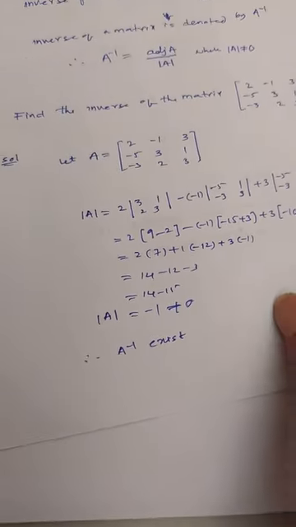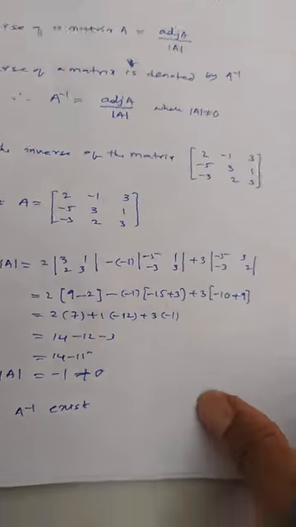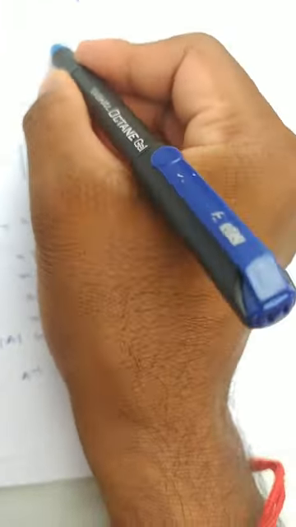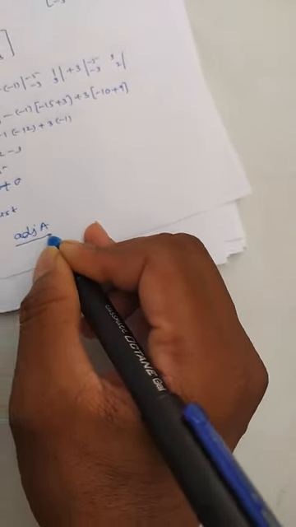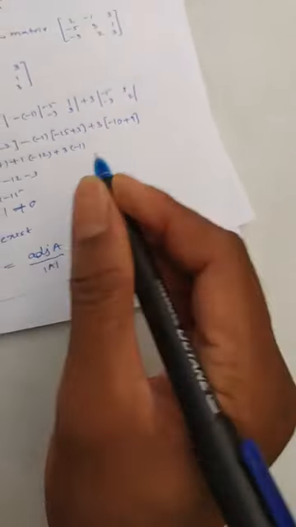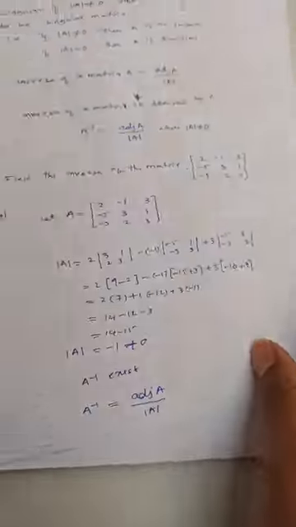Now to find the inverse, this is the formula: A inverse equal to adjoint A by det A. I will write the formula once again. A inverse equal to adjoint A by det A. Already we found the determinant, minus 1. Now I need adjoint A. I am going to find the adjoint of A.